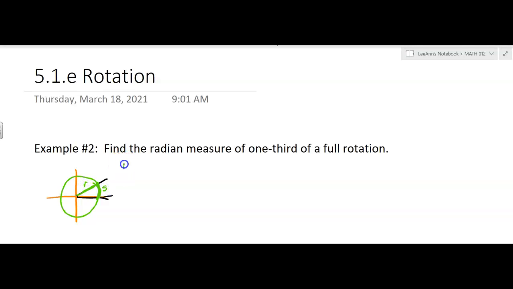So if R is equal to S, then theta, let me give a label to the angle, then theta is equal to 1 radian.